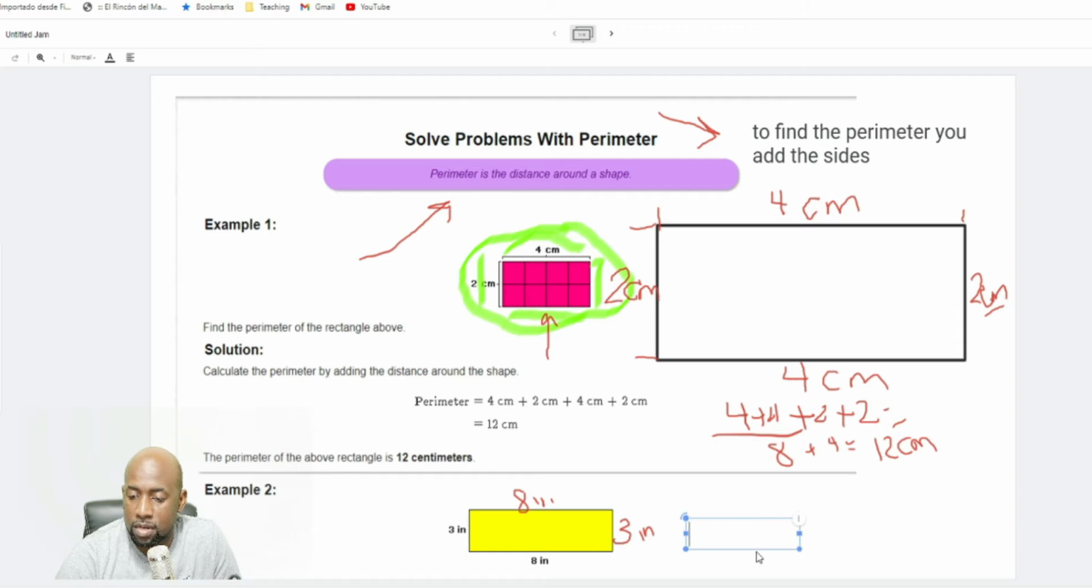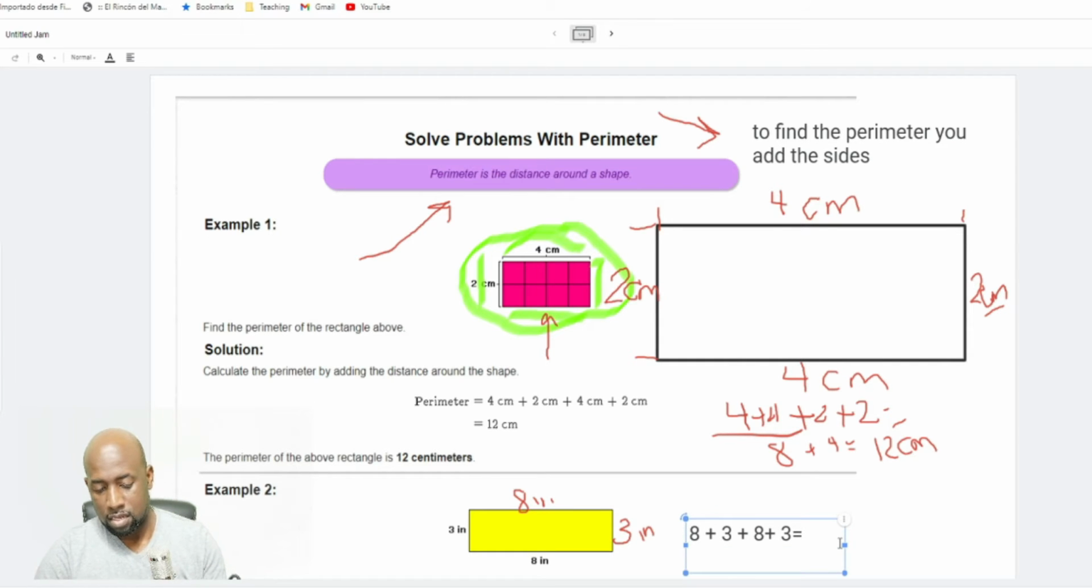Basically, what we're going to do here is add. I'm going to use this text box because that makes my handwriting look neater. 8 plus 3 plus 8 plus 3. And how much is all that? If you add it all together, 3 plus 3 plus 8 plus 8, the answer, or the sum, or the total, is going to be the same.